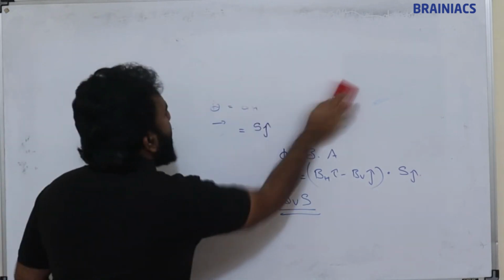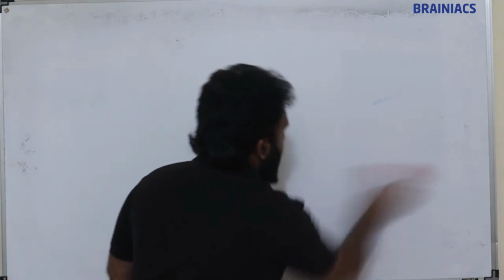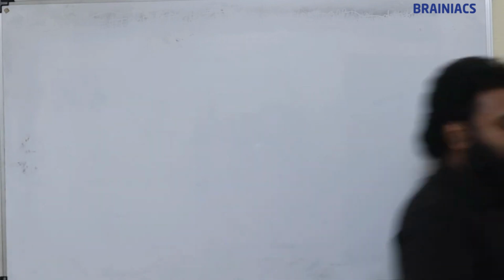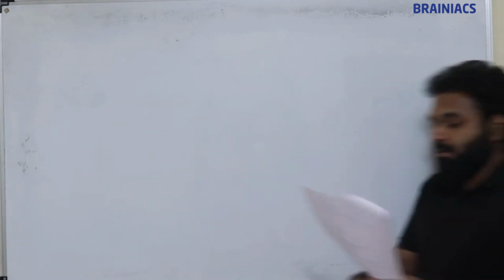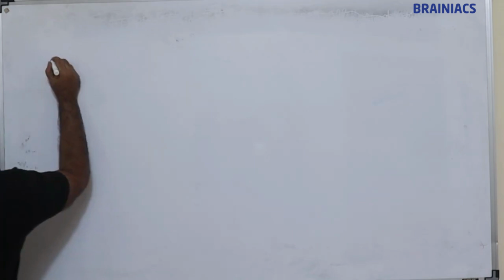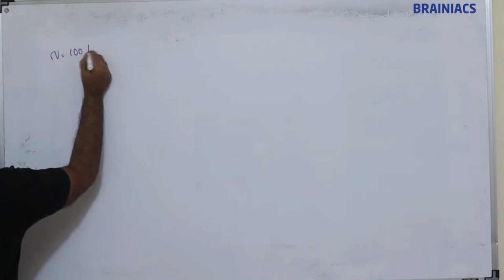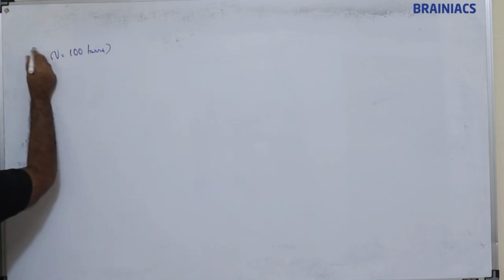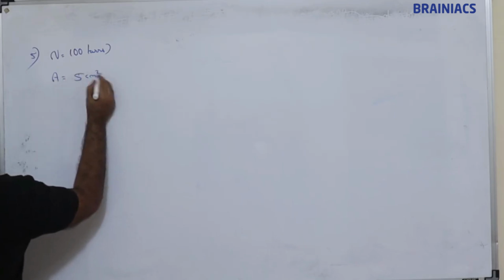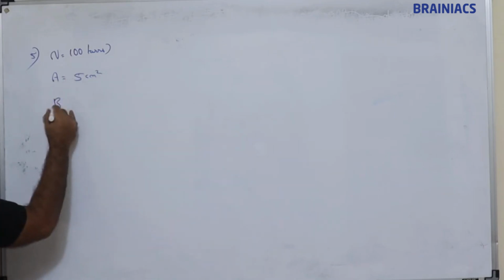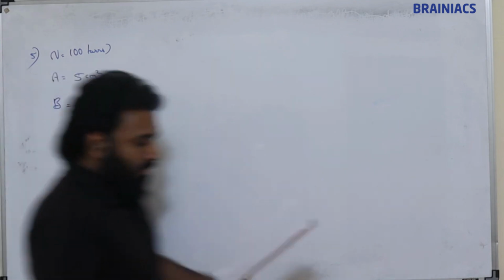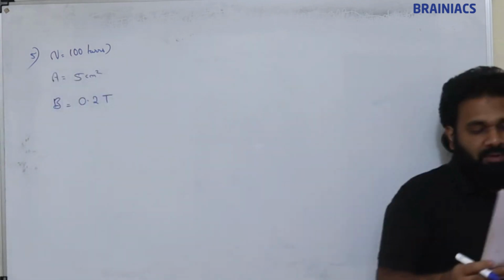So fifth question, please read it. A coil of 100 turns, 5 centimeter square area, is placed in an external magnetic field of 0.2 Tesla in such a way that it makes an angle 30 degree with the field direction.